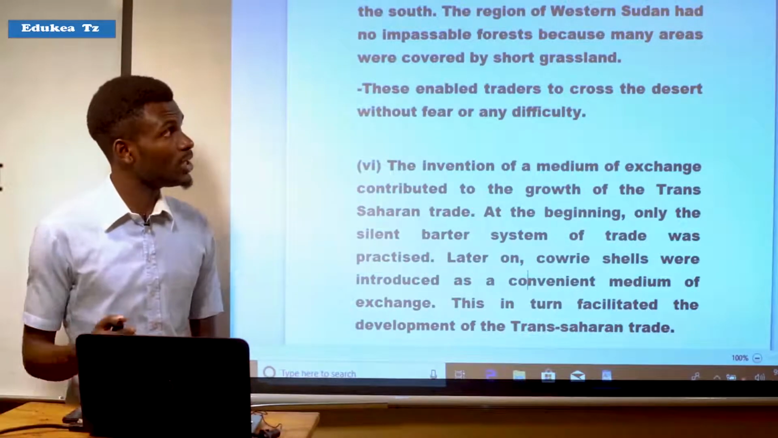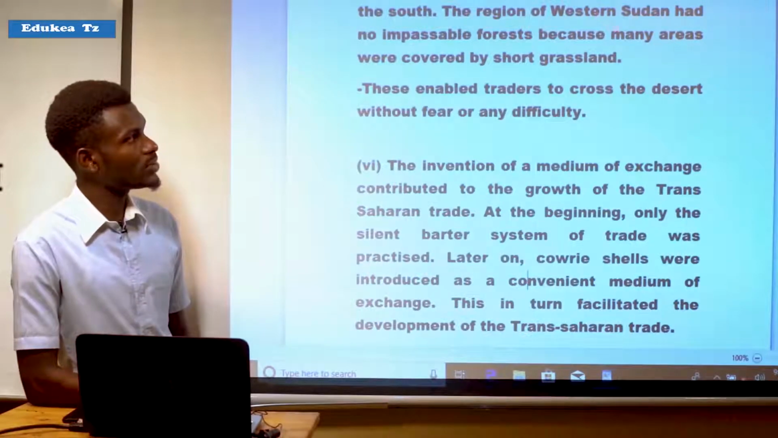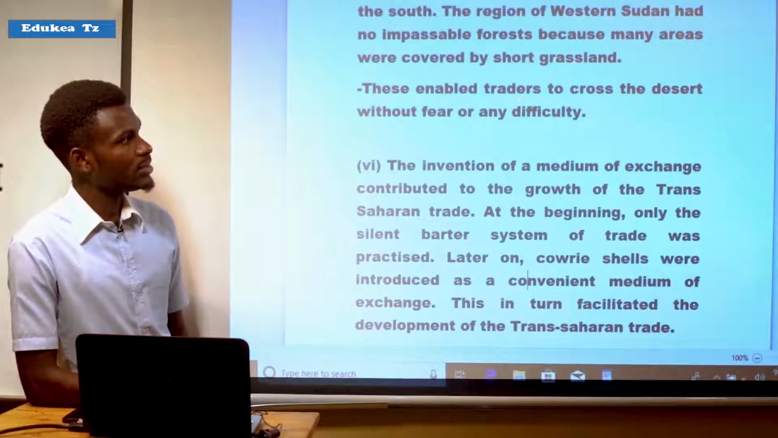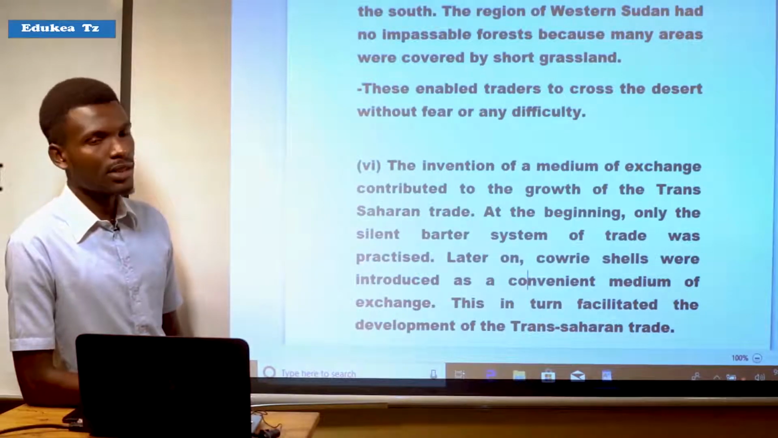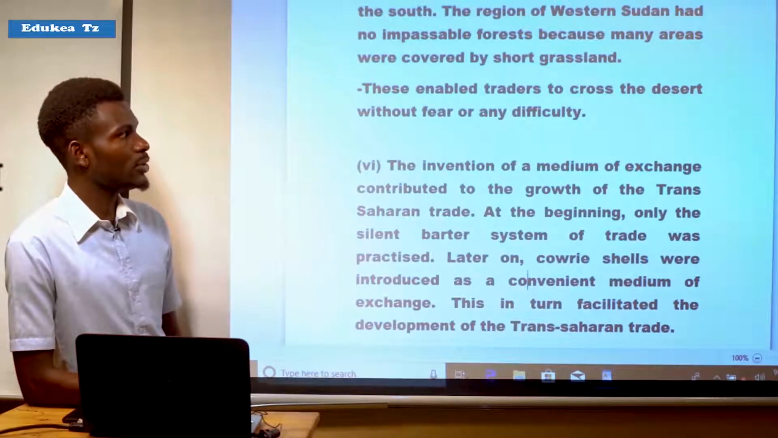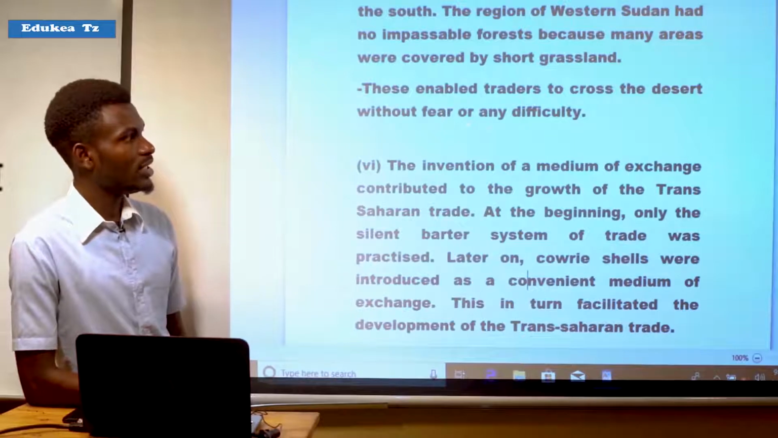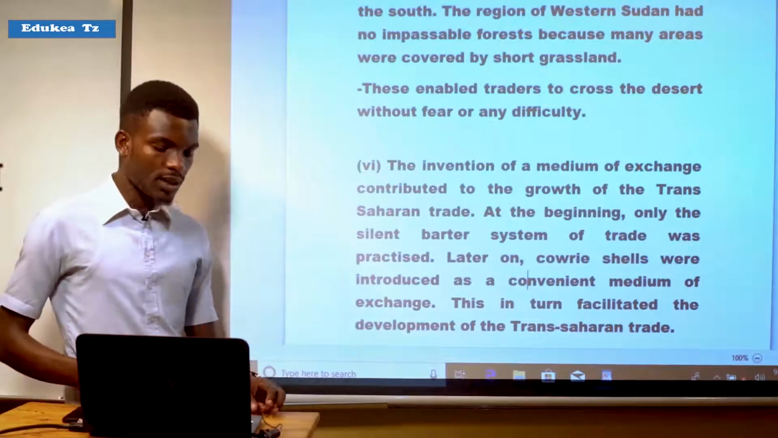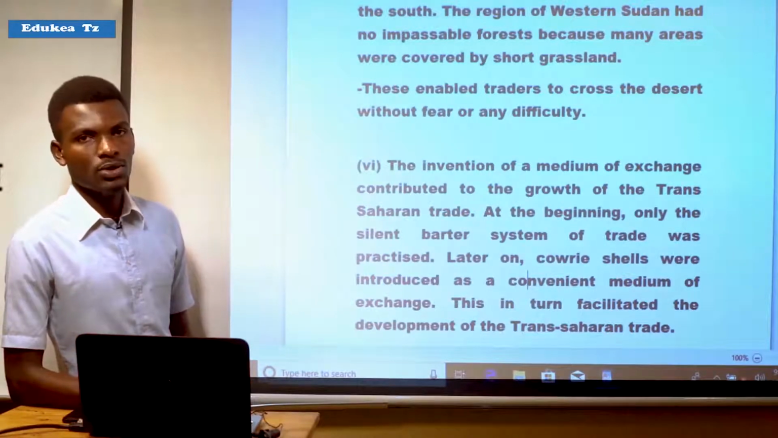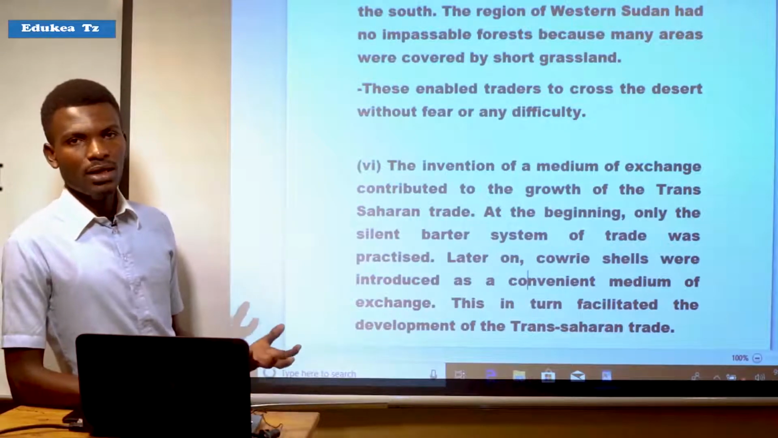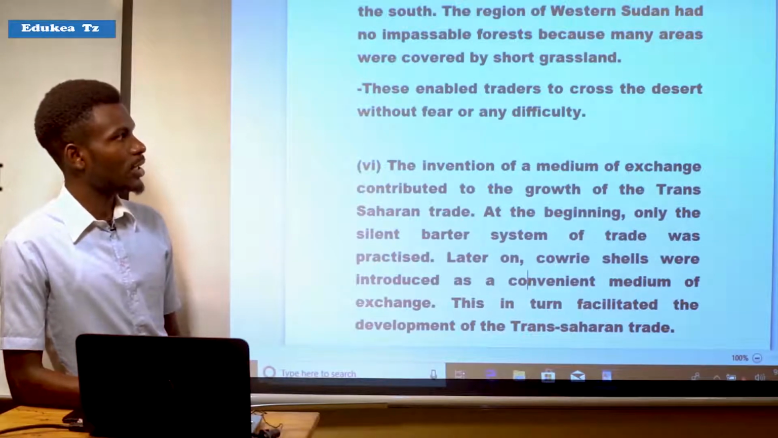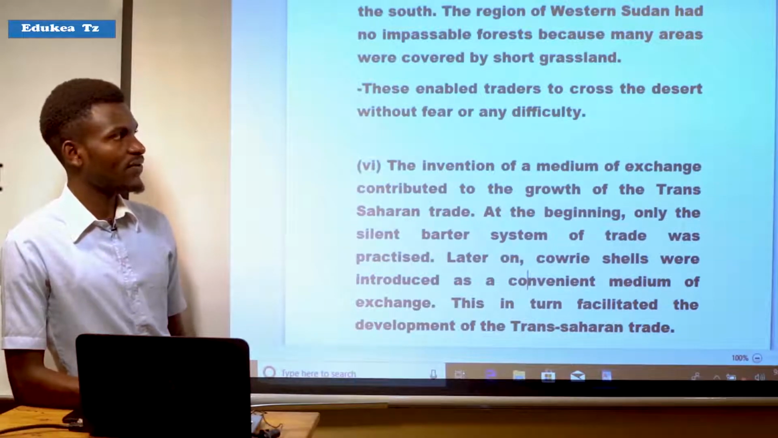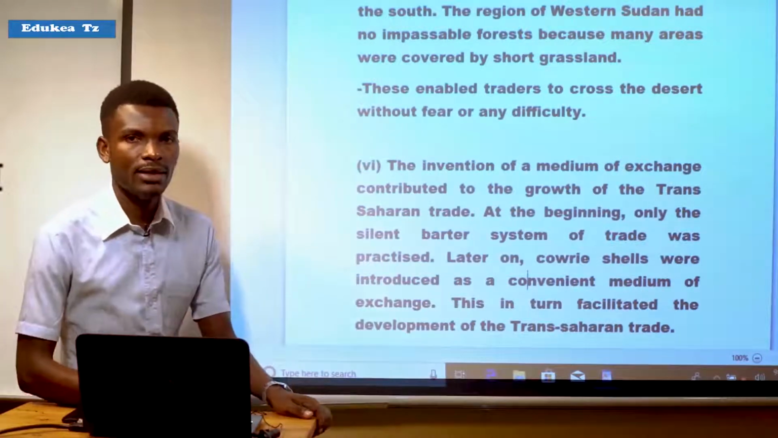And the region of Western Sudan had no impassable forest because many areas were covered by short grasslands. This enabled traders to cross the desert without fear or any difficulty. It means that the area was covered with short grassland, so it was not dangerous and did not bring fear among the traders who were crossing the desert. And this enabled the traders to cross the desert without fear or any difficulty, and that marked the development of transatlantic trade.